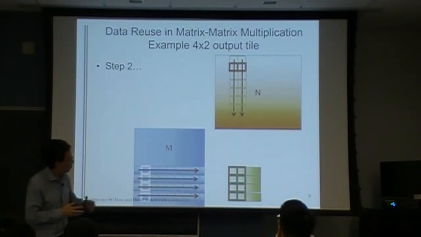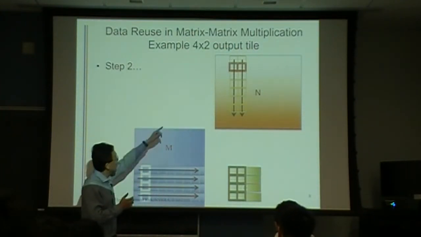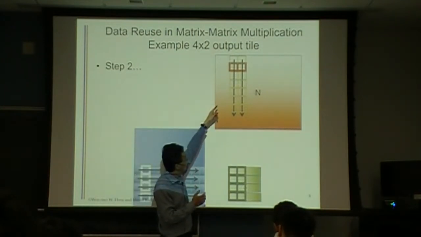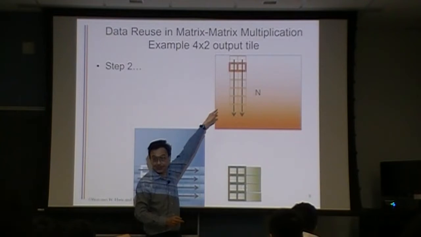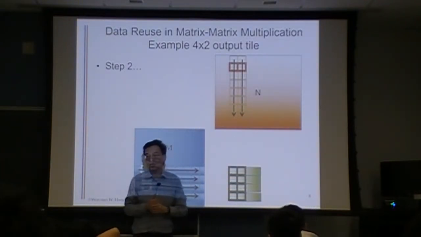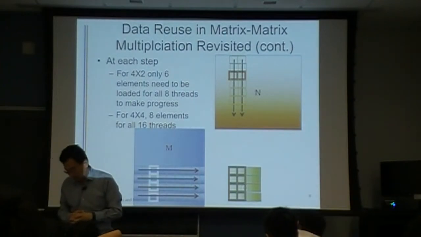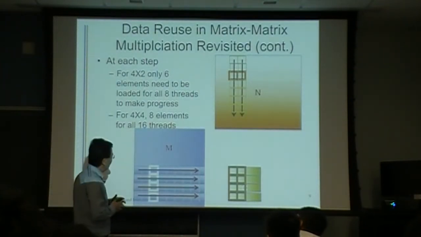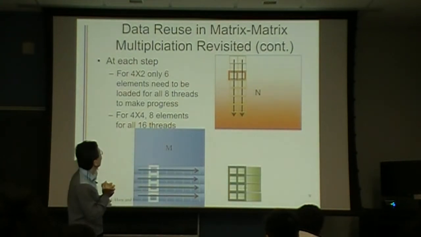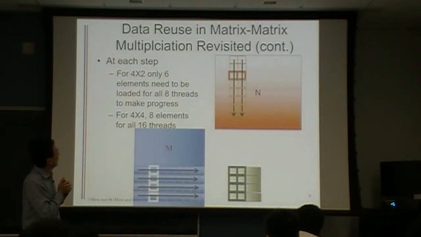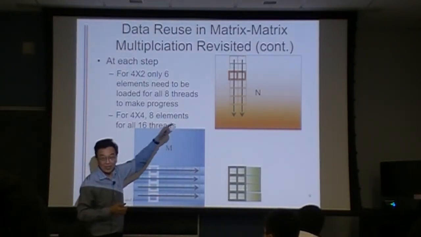So for this rectangular case, we can do exactly the same as what we talked about before. We use the first strip of four elements of M, and the first strip of two elements of N, we do a single step, and then we move to the next strip of M, and next strip of N, right? So this is step two, and then we do the second step of the inner product of the eight P elements. If we do it this way, we only need to have four elements of M and two elements of N in the on-chip memory at any time. So we only need to have six elements in order for all the eight threads to make progress. If we do 4x4, we need to have 4 and 4, so that's eight elements at the same time.